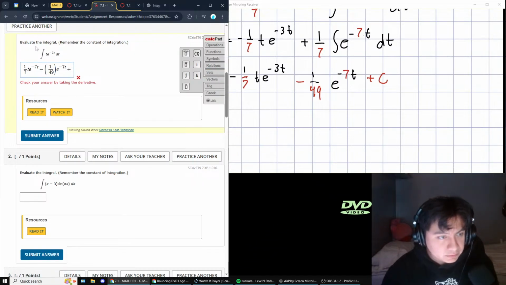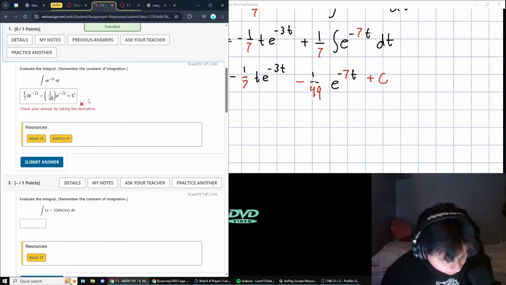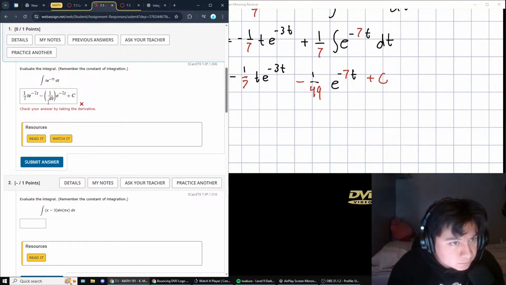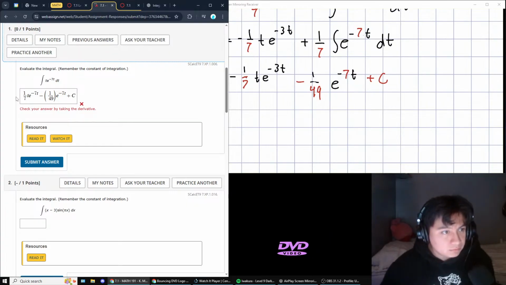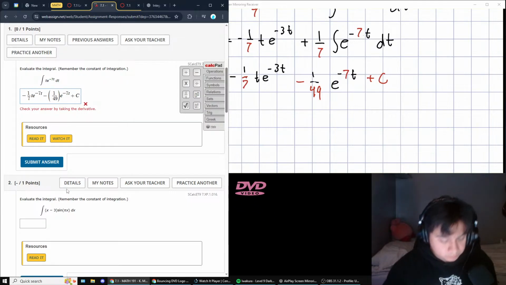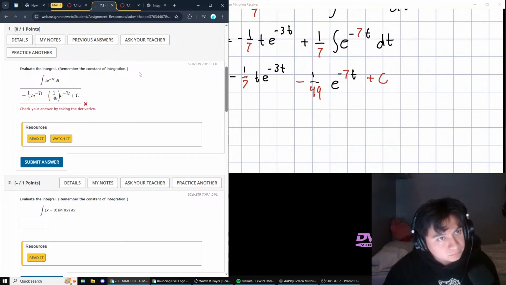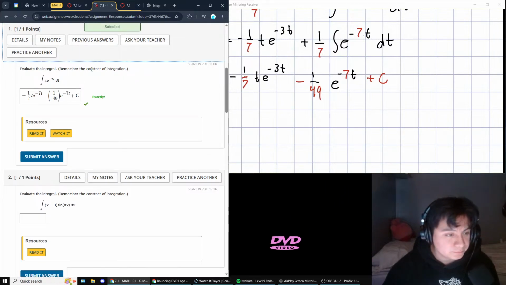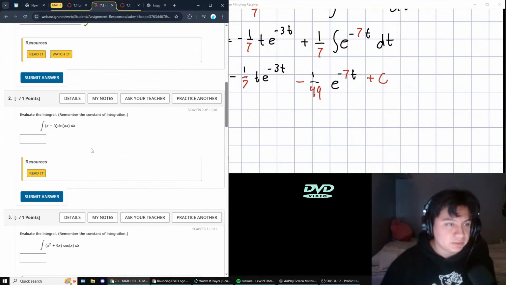Maybe a capital C? T. Negative. Oh, what the hell? Okay, I was scared there for a minute. Okay, wait, so let me try this one then.